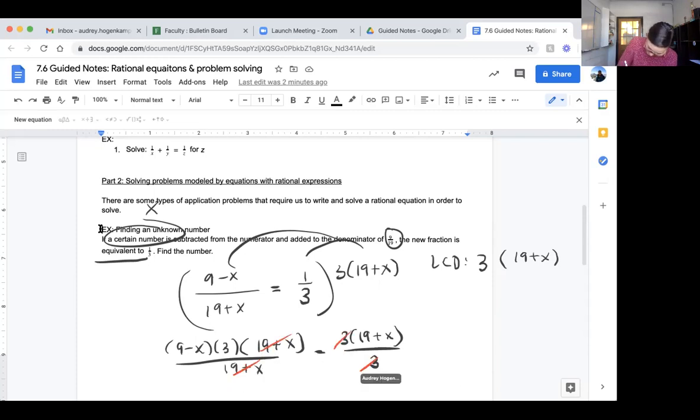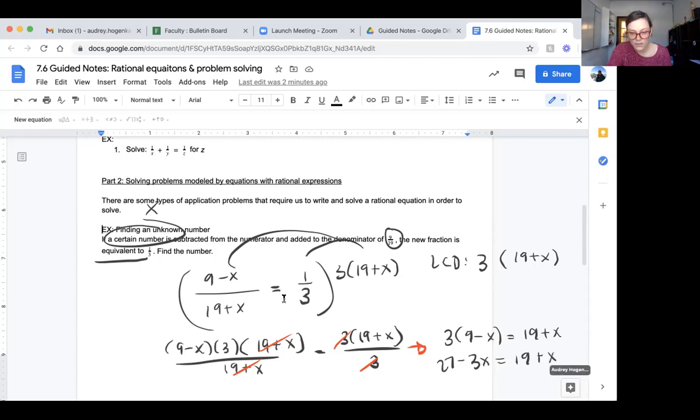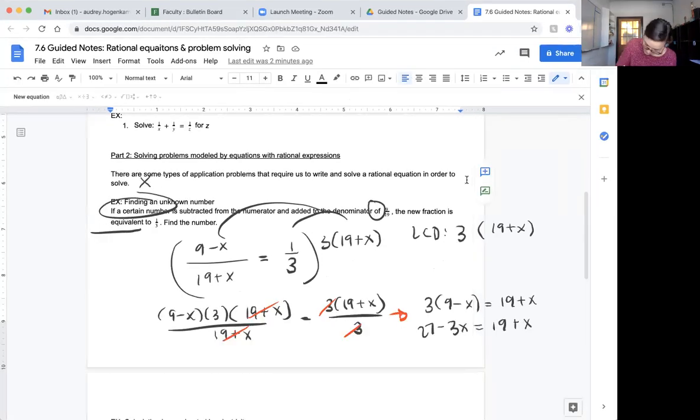And I end up with my equation becoming 3 times 9 minus x equals 19 plus x. So that's going to be 9 times 3 is 27 minus 3x equals 19 plus x. Okay, let me give myself a little bit more space to solve here. So now I'm going to add 3x to the other side. 27 equals 19 plus 4x.